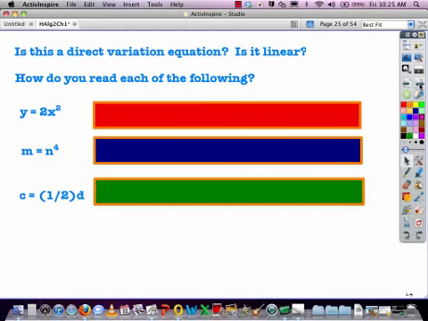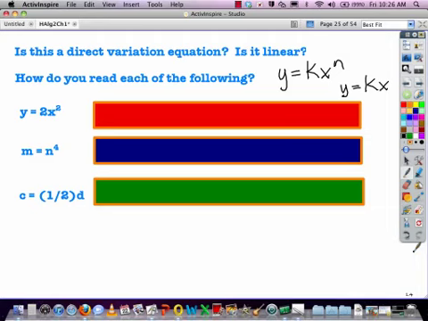Y equals 2x squared. M equals n to the 4th. C equals 1/2 d. So right away when I look at those, I'm saying, do they fit the pattern y equals kx to the n? If they do, it is a direct variation equation. And then to go one step further, if they fit y equals kx to the first, then they would also be linear.